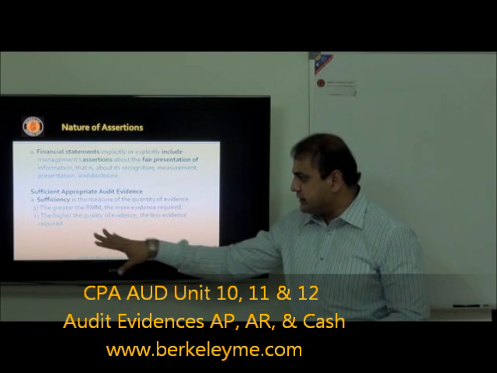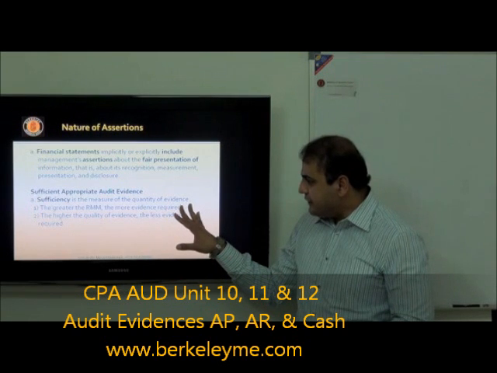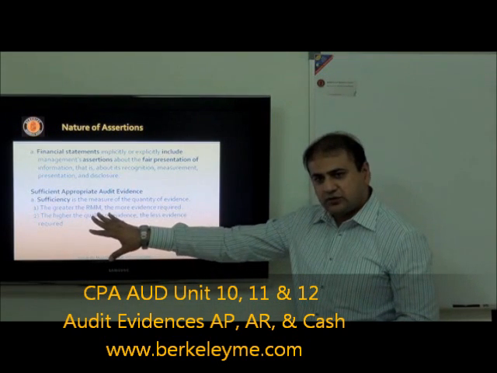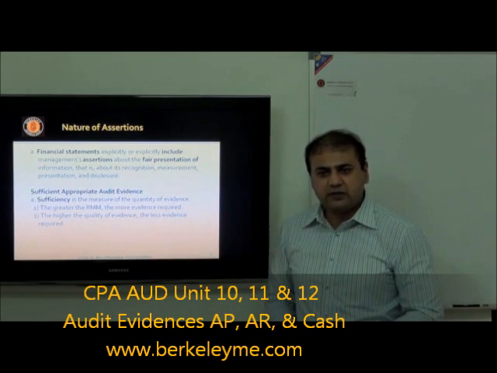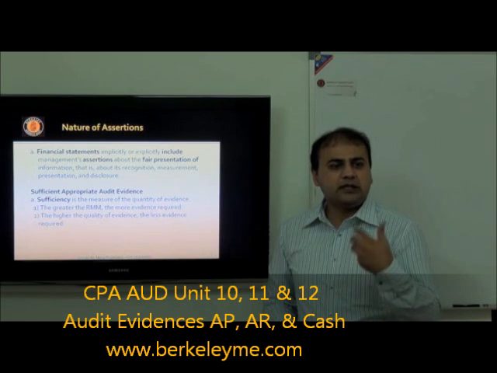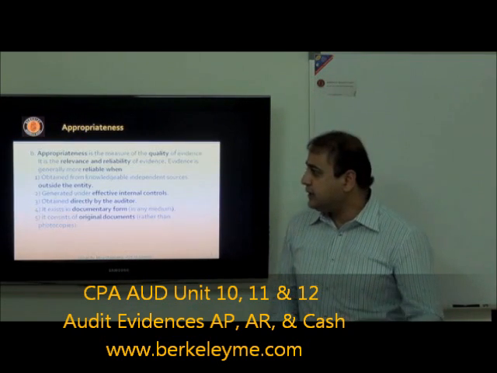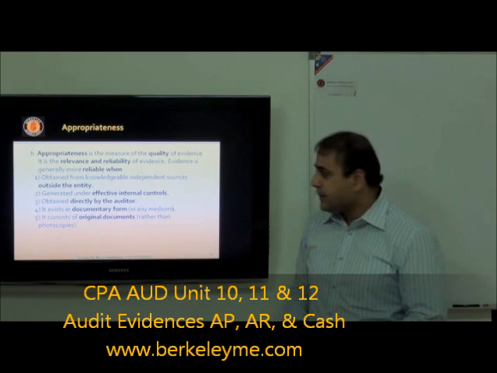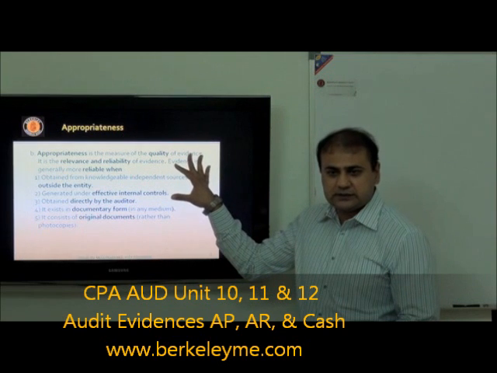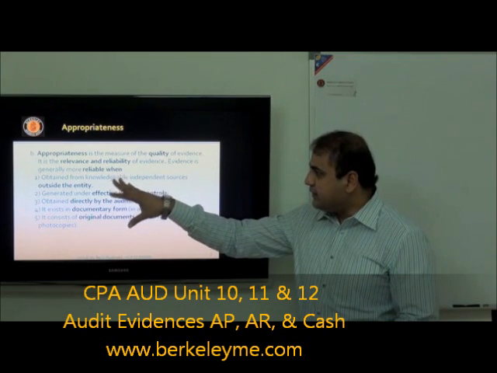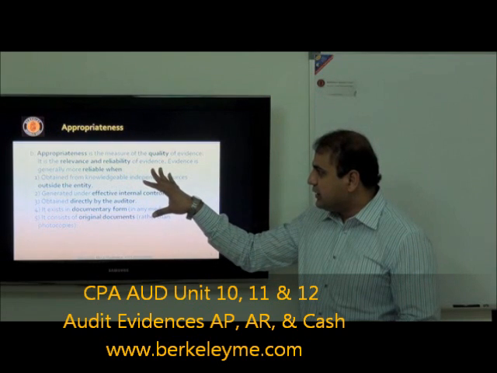What is sufficiency? Sufficiency is the measure of the quantity of evidence. The greater the risk of material misstatements, the more evidence will be required. If you have more fear about the reliability of the information, surely you need a lot of evidence, and it will support your sufficient audit. Appropriateness by definition is the measure of the quality of evidence. It is the relevance and reliability of the evidence.